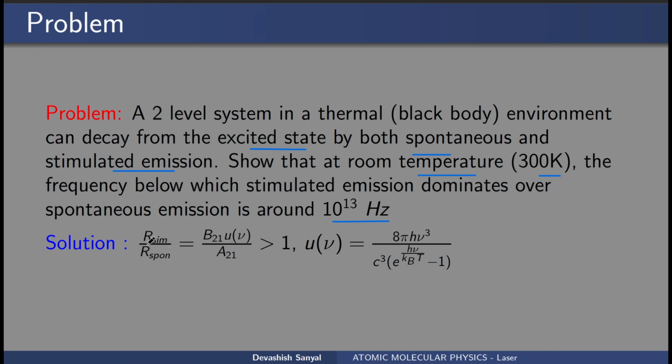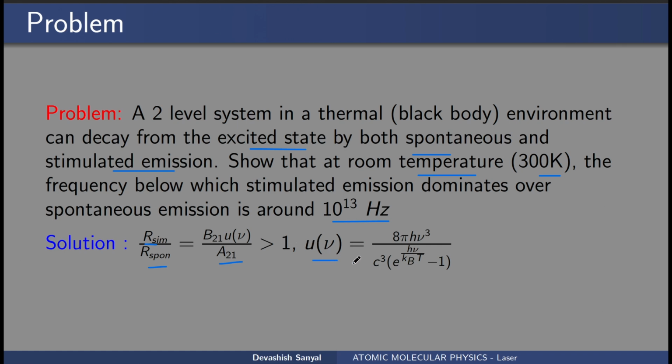So the rate of stimulated emission is B21 into U nu. U nu is the energy density per unit frequency. So B21 into U nu is the rate of stimulated emission, and the rate of spontaneous emission is proportional to A21. So this ratio has to be greater than 1 for stimulated emission to be dominant.